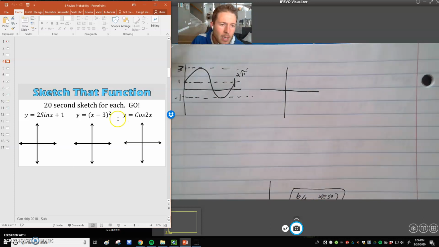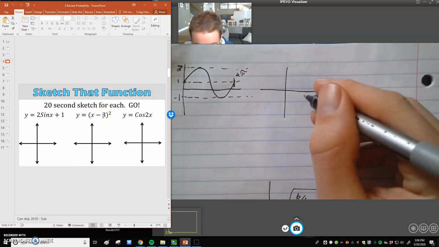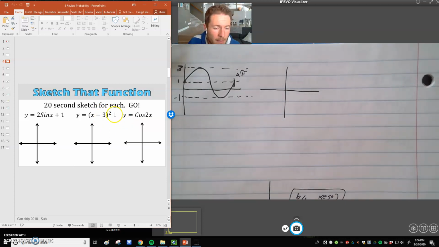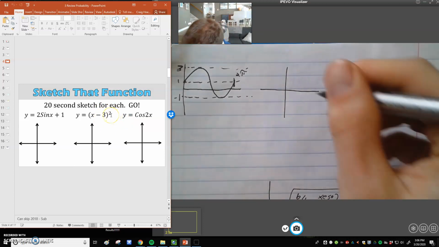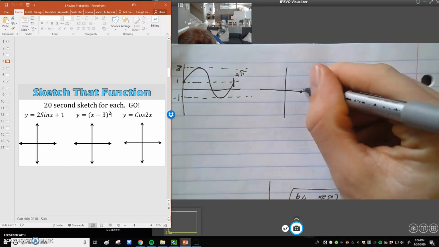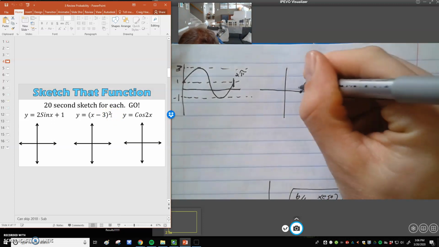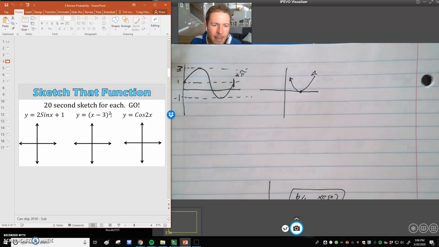This quadratic has just been shifted to the right by 3 units, and its y vertex is 0. So here I'm just going to go to the right a little bit, something like that.